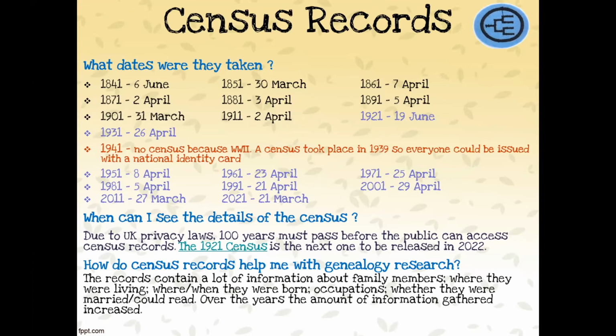Now, interestingly enough, they didn't collect the same kind of information. They only collected names to issue these cards. And so actually the 1939 census, which was a slightly different census, is available, and you can see the details of that because it's just names. They're not giving away much information on that. And so you can see them.